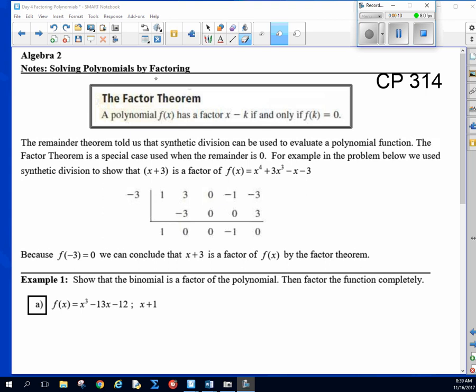We're first going to start with the factor theorem. The factor theorem tells me that a polynomial f of x has factor x minus k if and only if f of k equals 0. What this tells me is that if my remainder after synthetic division is 0, then x plus 3 is a factor of f of x, and more to the point, negative 3 is a 0, a root, an x-intercept. The point negative 3, 0 is on the x-axis.